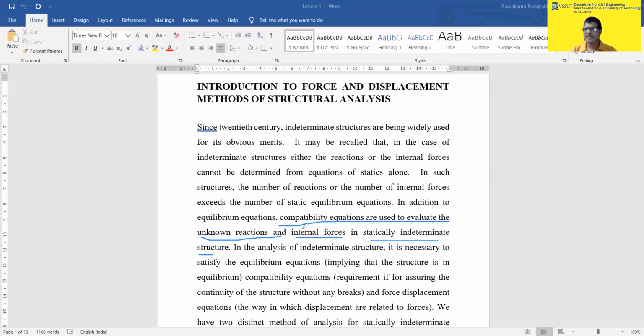Compatibility can be taken at any point. Let me give a very simple example of a compatibility condition that you have studied in structural analysis: a propped cantilever. So how do we calculate in the case of a propped cantilever?